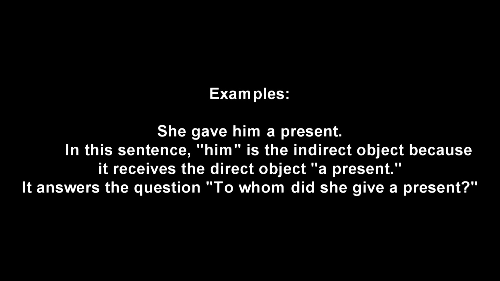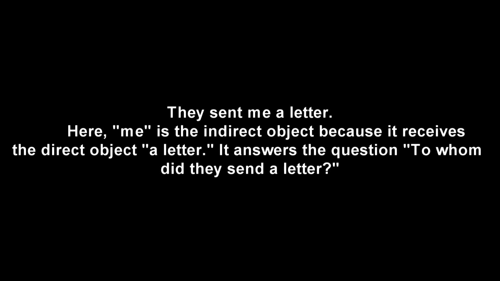In this sentence, him is the indirect object because it receives the direct object a present. It answers the question, to whom did she give a present? They sent me a letter. Here, me is the indirect object because it receives the direct object a letter. It answers the question, to whom did they send a letter?